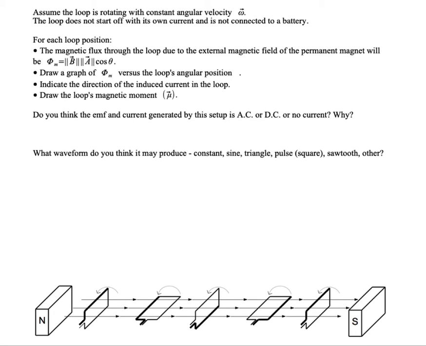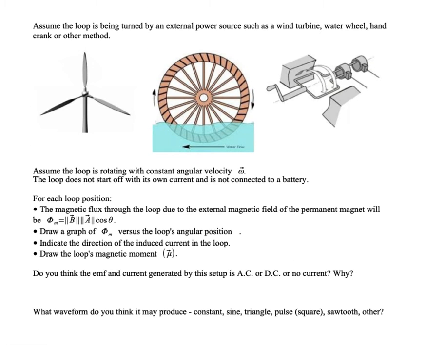In this video, we'll analyze how a loop rotating in a magnetic field can create a current. Below, assume the loop is rotating with a constant angular velocity. This could be because there's a crank attached to the loop, and perhaps someone is physically spinning the crank at a nice constant speed. But there are other ways to get rotation in a loop. We could attach the loop to some kind of water wheel or perhaps a wind turbine.